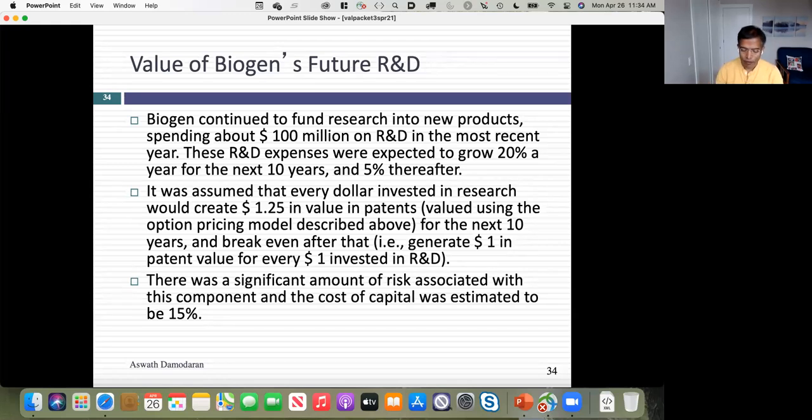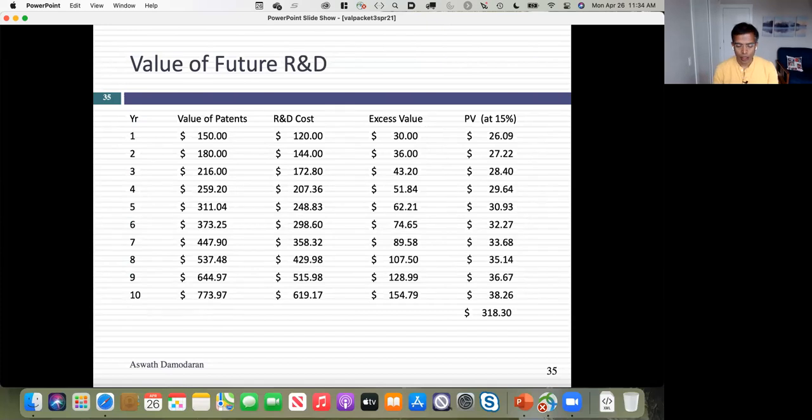So here's how I'm going to value the future R&D. In the third column, you see how much I'm spending, 100 million growing at 20% a year for the next 10 years. The second column is actually the third column times 1.25. If I spend 120 million on R&D and create $1.25 in value, it gives me 150 million. So I create 30 million in excess value. That's very uncertain, so I discounted back at a much higher discount rate, 15%. What I get is a present value of 318 million as the value of future R&D.